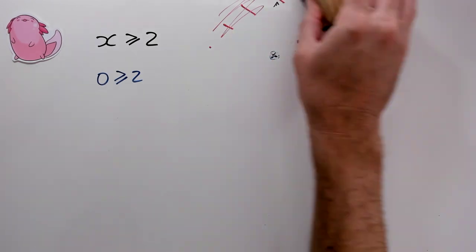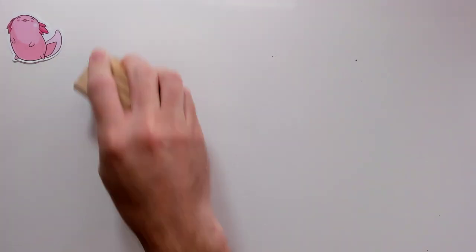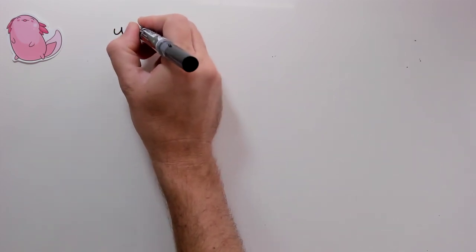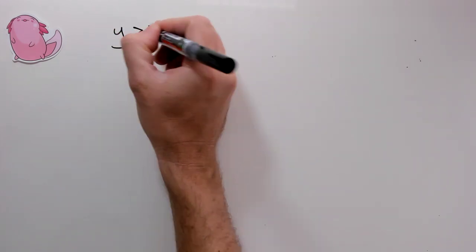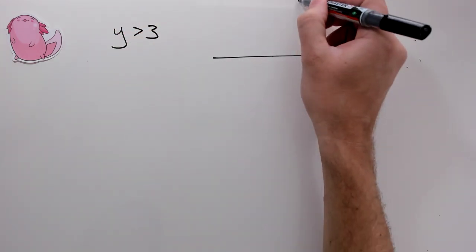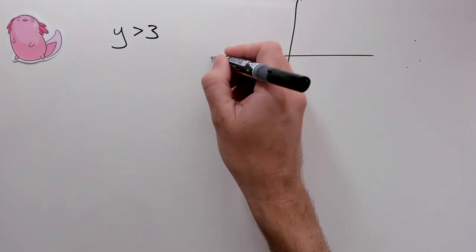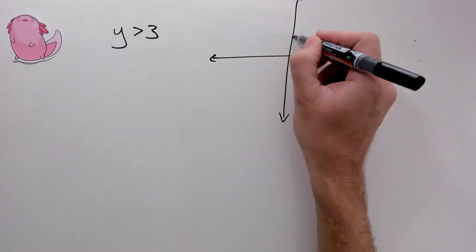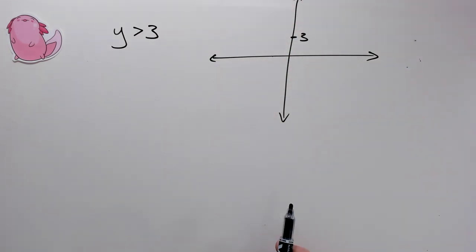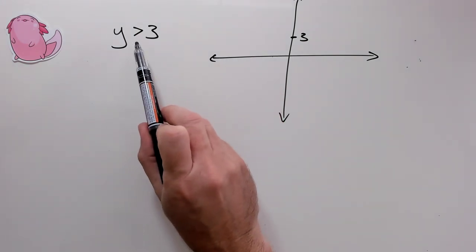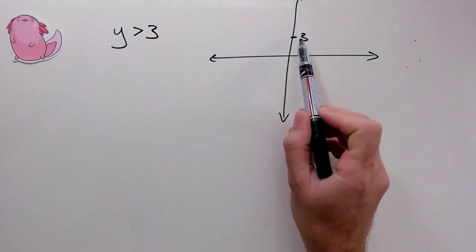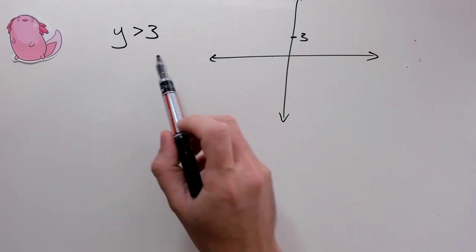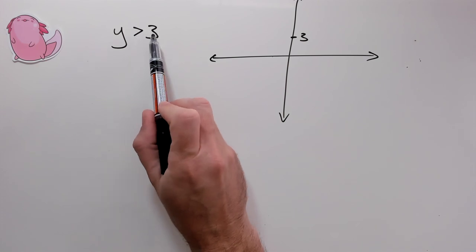So let's do another one. Let's do one with a y value. Let's do y is greater than 3. So if I had a Cartesian plane, and then this is the value 3, where do you think y will be bigger than 3? Well, everywhere above the line. But in this case, 3 is not included.